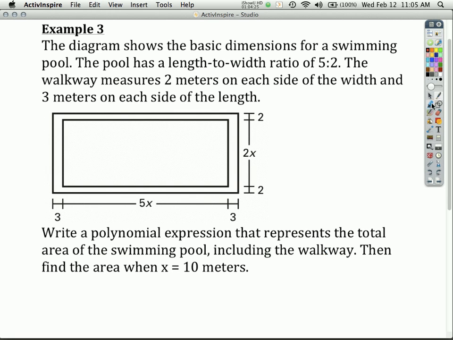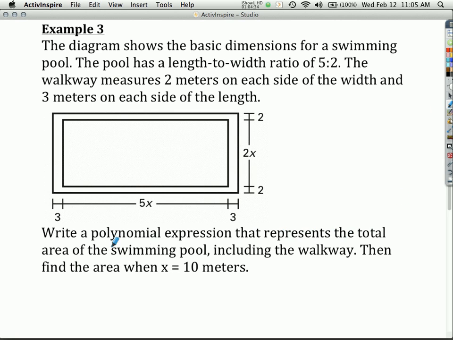And so here's what we're asked to do. Write a polynomial expression to represent the total area of the swimming pool, including the walkway. After we figure that out, then we're going to use it. Okay, that's that second step. Find the area when x is 10. So, the first thing we need to do is figure out how do we find the area of any rectangular shape. How do we find the area of any rectangle?